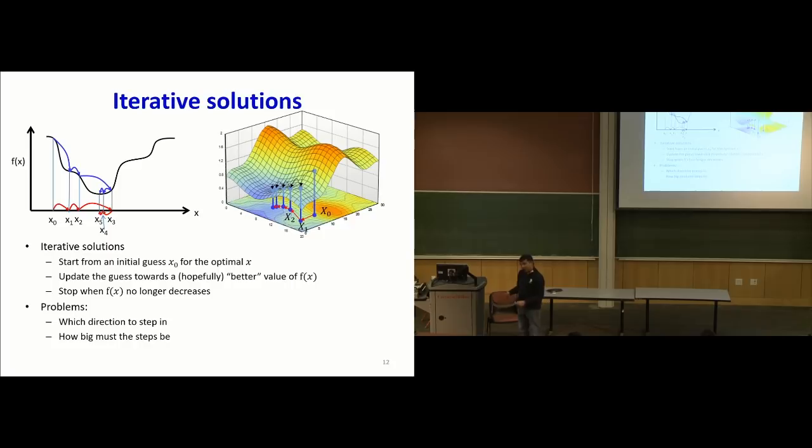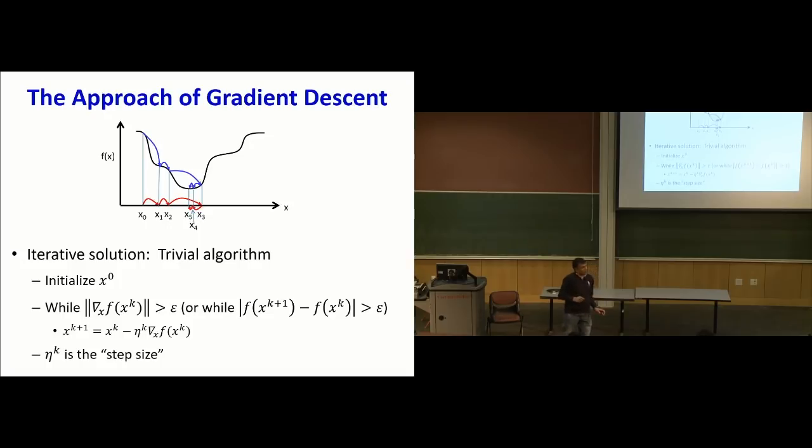Now, the question is, which direction do you step in? Which direction must this estimate be moved in to actually decrease the value of the function? And when it's moved in this direction, how large must the step be? These questions we will answer by and by, but overall, here is the trivial algorithm. There is an answer for which direction to step in, and that is based on the derivative. The gradient or the derivative is the direction in which the function increases. So if you want the function to decrease, you're going to walk against the gradient or the derivative.